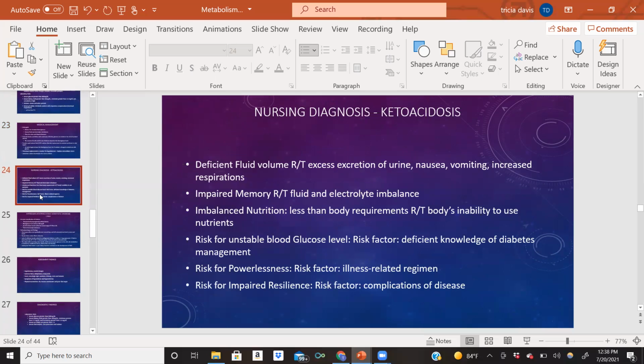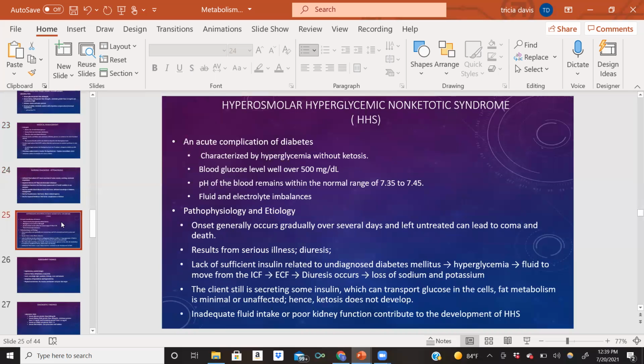So some nursing diagnoses that we might see: deficient fluid volume related to excess excretion of urine, nausea, vomiting, and increased respirations; impaired memory related to fluid and electrolyte imbalance; imbalanced nutrition, less than body requirements related to body's inability to use nutrients; risk for unstable blood glucose levels, risk factor, deficient knowledge of diabetes management; risk for powerlessness, risk factor, illness-related regimen; risk for impaired resilience, risk factor, complications of disease.